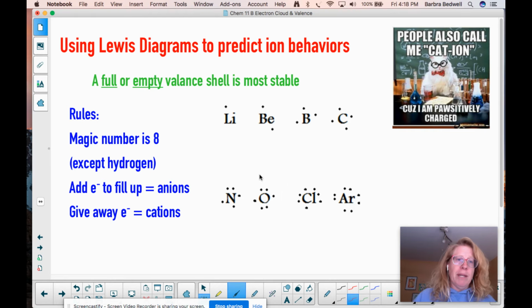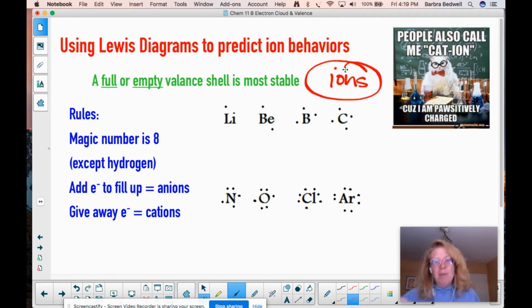One of the things that we know now about electrons and behavior is that either having a full shell or an empty shell is particularly stable. This is what atoms sort of want to do. So this means that they will gain or lose electrons in order to be stable. And when atoms gain or lose electrons, that's how they become ions, and they can either be cations or anions.